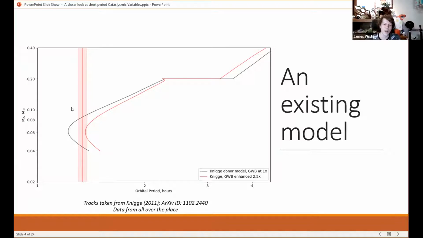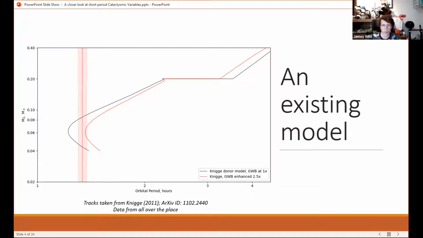The evolutionary tracks can be moved to the right by cranking up the rate of angular momentum loss. The true values of that are a bit of an open question, but there are some really good ideas out there for the potential forms that it could take. And the red track is Christian's version of this. He just beefs up gravitational losses at these short periods, multiplying them by a factor of 2.5. And you can see it does a much better job of hitting that period minimum, but it's basically just an educated guess at the physics.